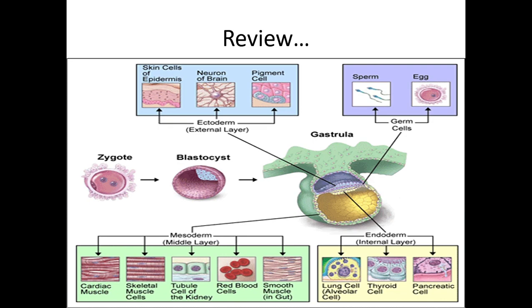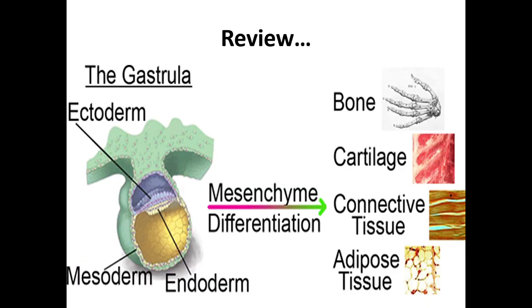And in the gastrula stage, the trilaminar germ disc is formed, and from this trilaminar germ disc, the three germ layers are developed. We have the ectoderm, we have the endoderm, and we have the mesoderm. The mesoderm has a great role in the development of the connective tissues of the body.